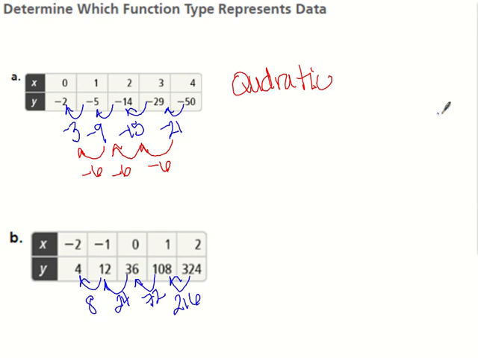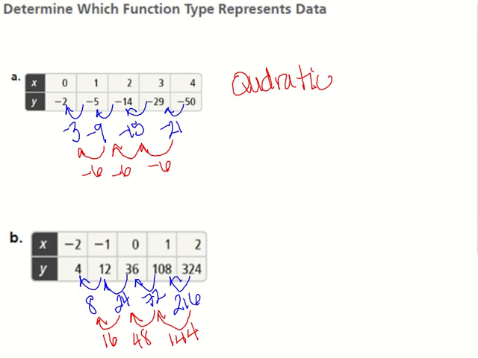So obviously my first difference did not work, so I'm going to check my second difference. 216 minus 72, 144. 72 minus 24 is not going to be 144. So we already know our second difference doesn't work, but just so we write it out.